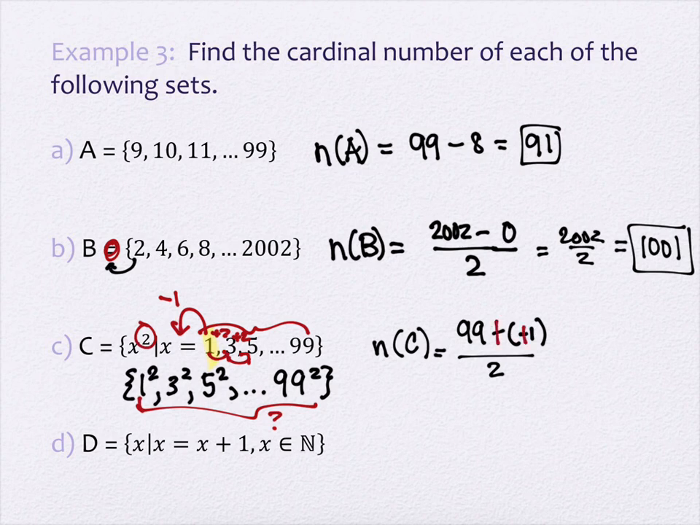I'd have -1. Now, what happens when I subtract a negative? It's positive. So how many do I have? What's my value on top? It is 100. And what's 100 divided by 2? 50. Now, does that make sense? If I had all of the numbers from 1 to 100, how many of them are odd? 50. How many of them are even?